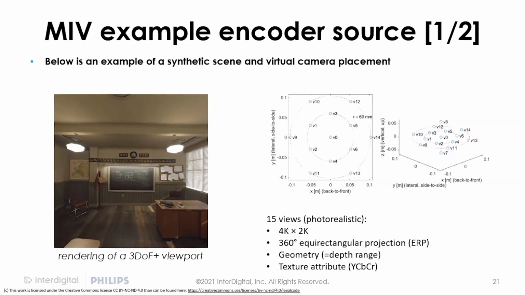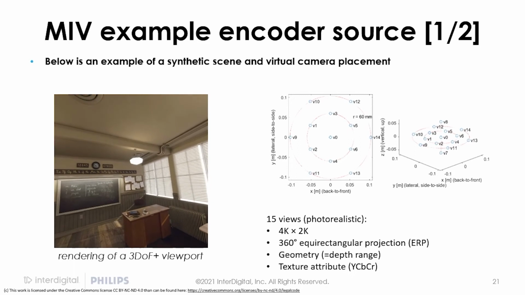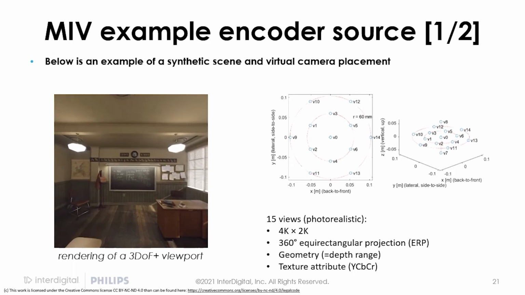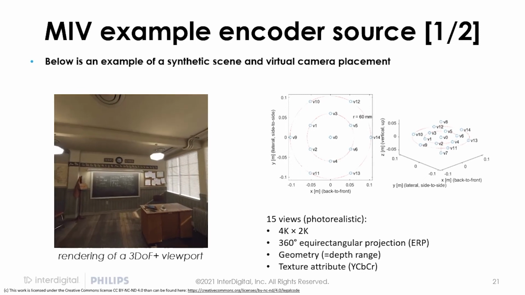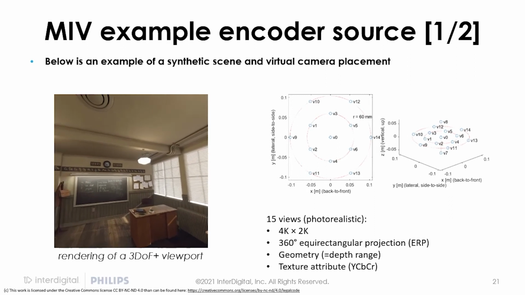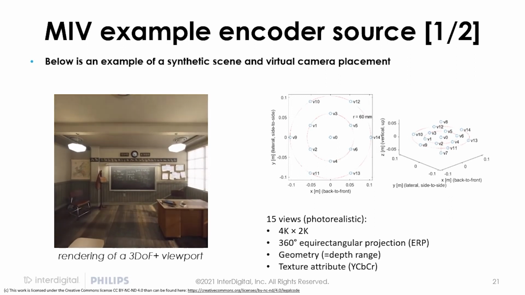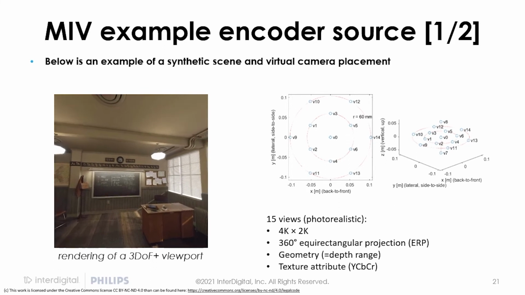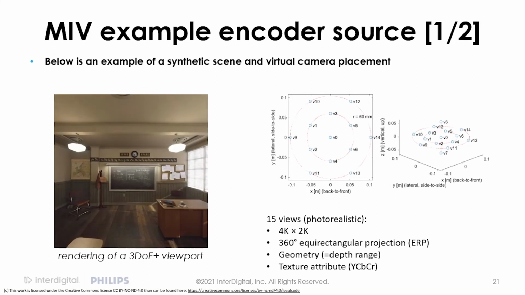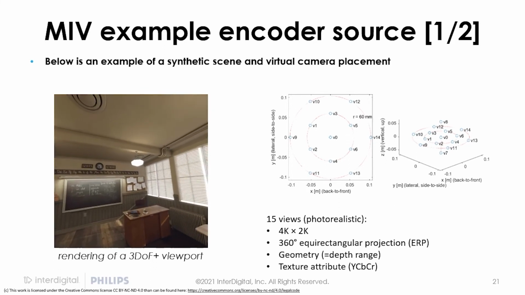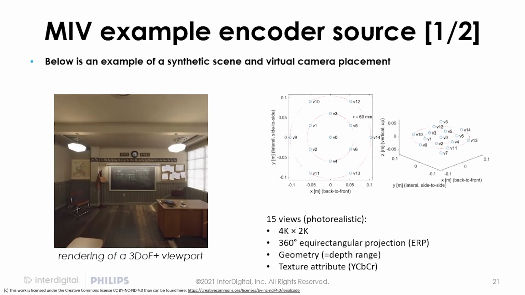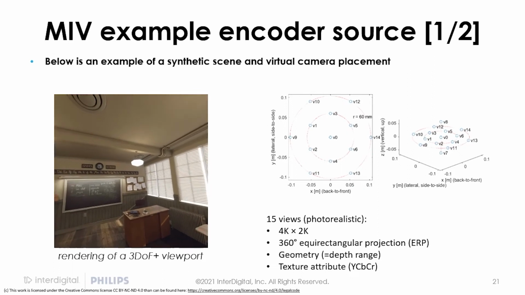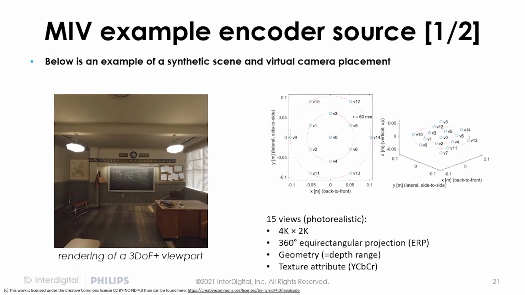I will now explain the MIV codec at a high level. The first step is the input of the codec, the source material. This first example is a computer-generated scene with 15 cameras. They are all 360 degrees video with depth information. And from this it's possible to render intermediate views with high accuracy, as can be seen on the left. On the left, the virtual camera is changing both position and orientation. So this is just one example.